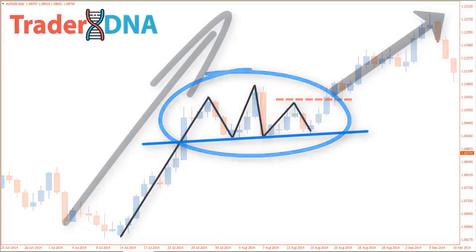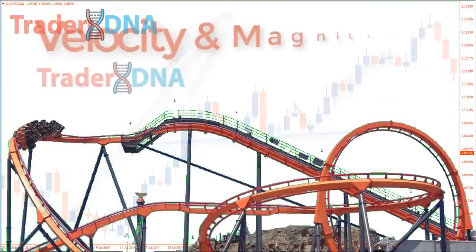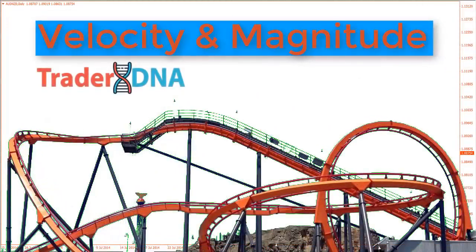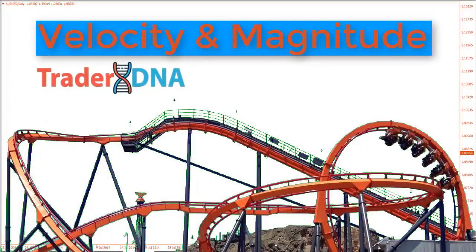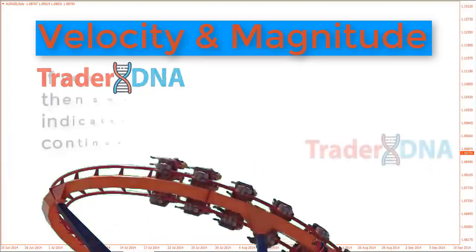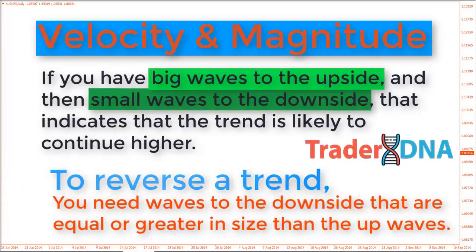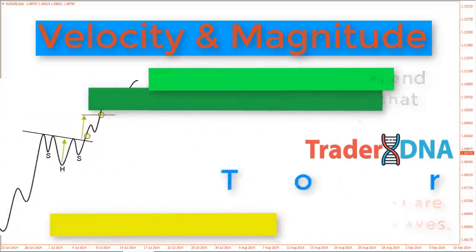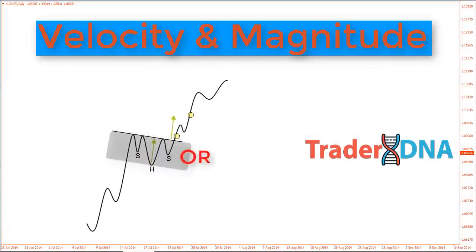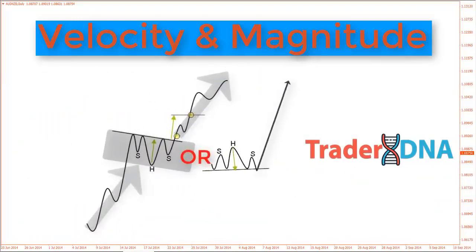One very important element to chart analysis is what I call velocity and magnitude. If you have big waves to the upside and then small waves to the downside, that indicates that the trend is likely to continue higher. To reverse a trend, you need waves to the downside that are equal or greater in size than the up waves. So if you have big up waves and then a little head and shoulders chart pattern, there is no power in the pattern to reverse the trend. It may, on occasion, or temporarily, but until we get big down waves, we must give respect to the uptrend and assume it is going to continue.